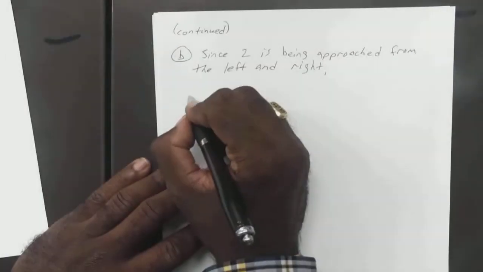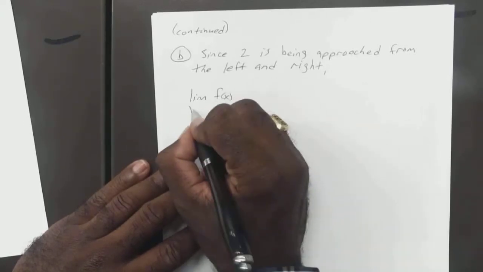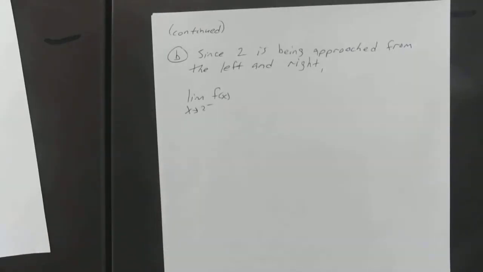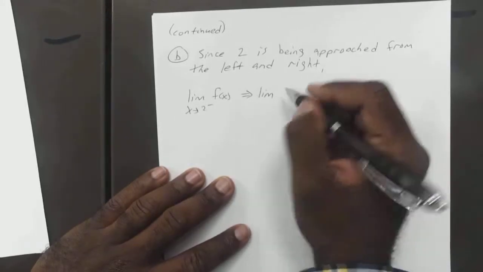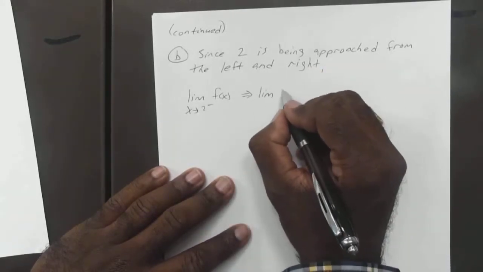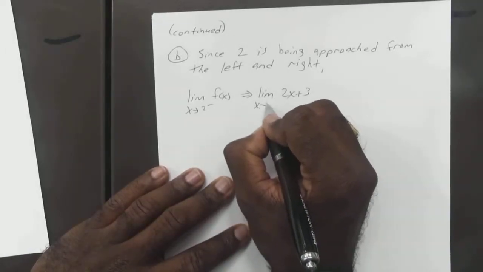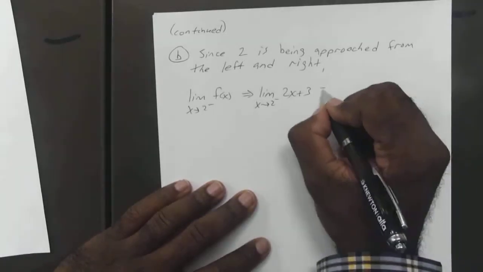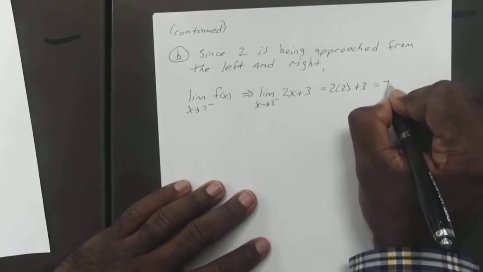So the limit of f of x as x approaches 2 from the left, remember the left is the 2x plus 3. It's going to be the limit of 2x plus 3 as x approaches 2 from the left. Okay? And then just like anywhere else, you just plug the 2 right on in. So 2 times 2 plus 3, which is 7.